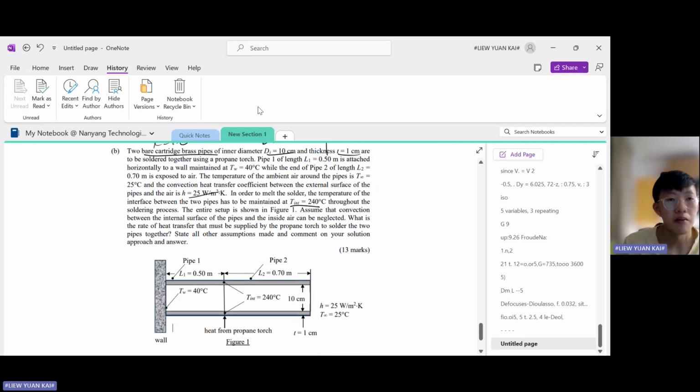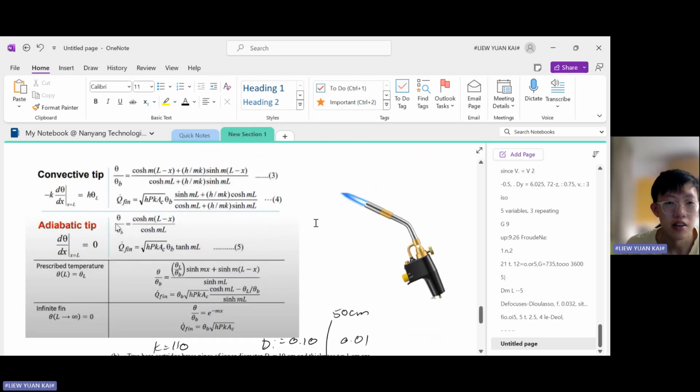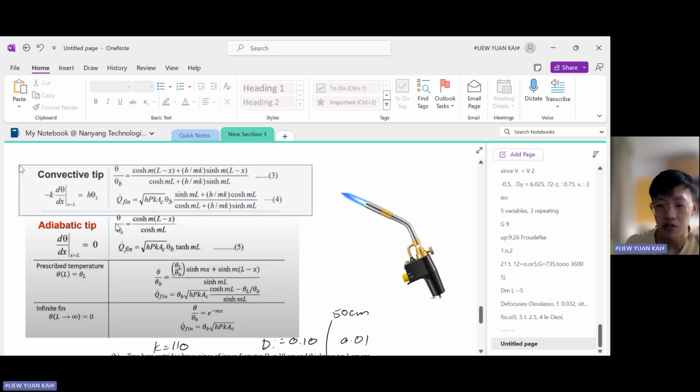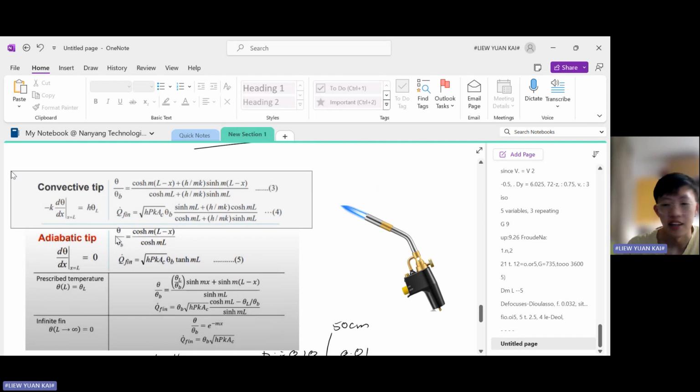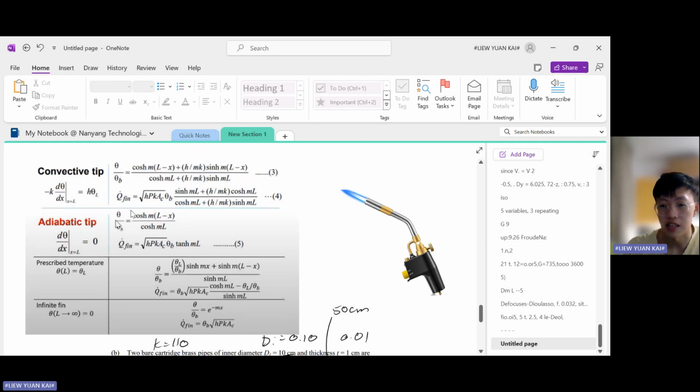Okay, so how are we going to do this? Remember back in the tutorials that I mentioned, what is the idea behind fin problems? The idea behind fin problems is to do some appropriate approximation. For example, we know that the convective tip formulas describe the temperature profile and the heat transfer rate through a fin precisely. So this is accurate. This is actually what happens. But then this is too complicated, right? Who wants to deal with this whole fraction nonsense? So what we do is we try to do some approximation and check if it works.